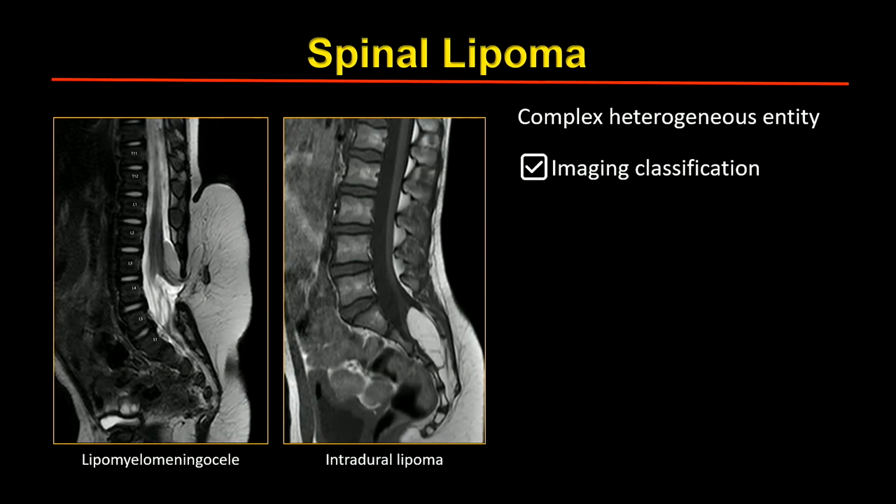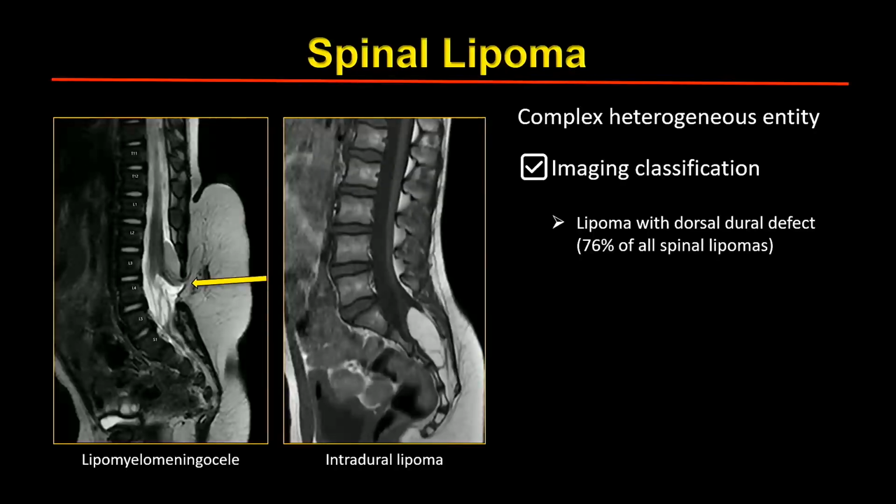There are multiple classification systems. They want to make our life difficult. Now, there's an imaging classification where they divide it into lipoma with dorsal dural defect, which is just a fancy name for a closed spinal dysraphism with an associated subcutaneous mass. So these patients have closed spinal dysraphism with a large subcutaneous mass, and they have a dorsal defect. And again, just depending on what the content herniating, they are on a continuum of lipomyelocele, lipomyelomeningocele, and lipomyeloschisis.